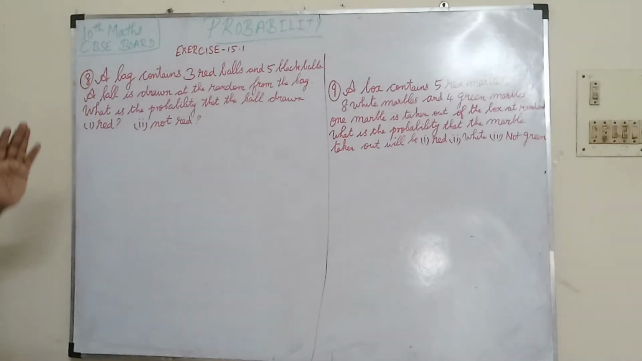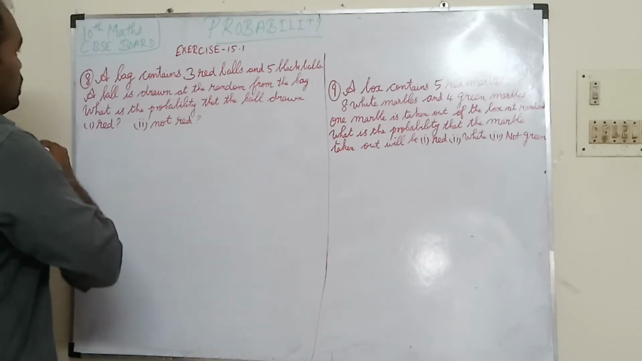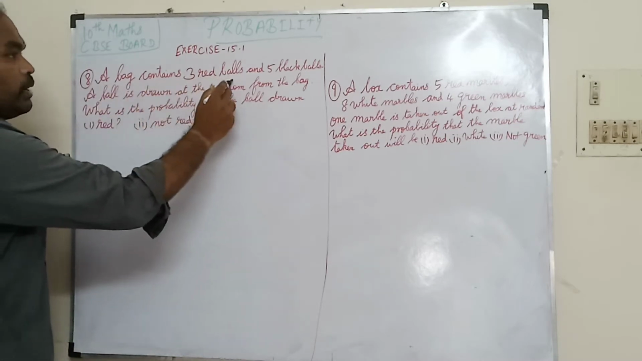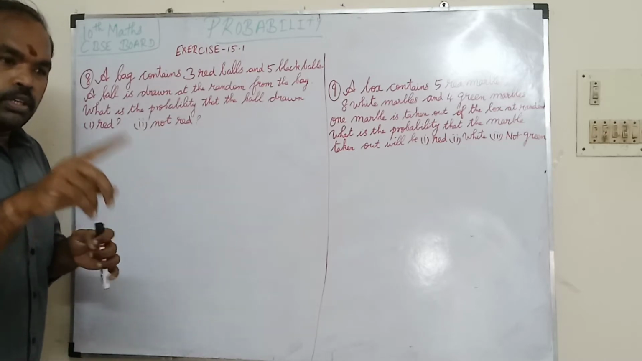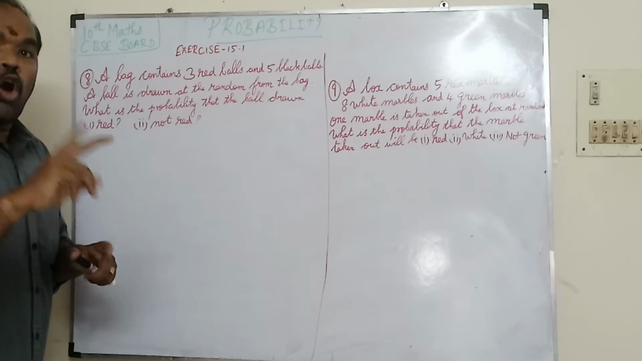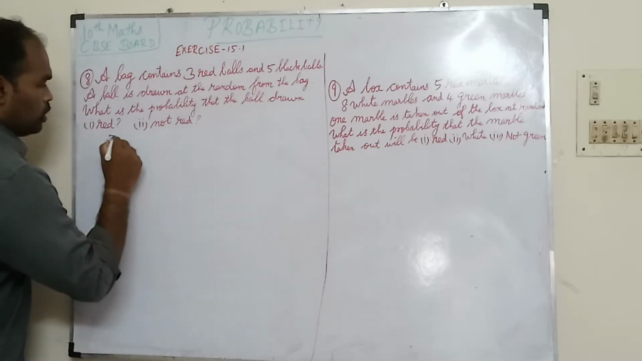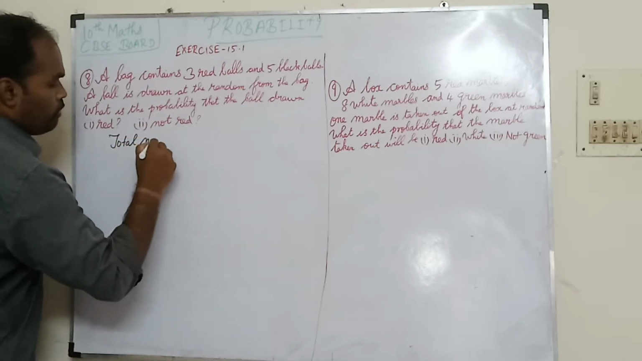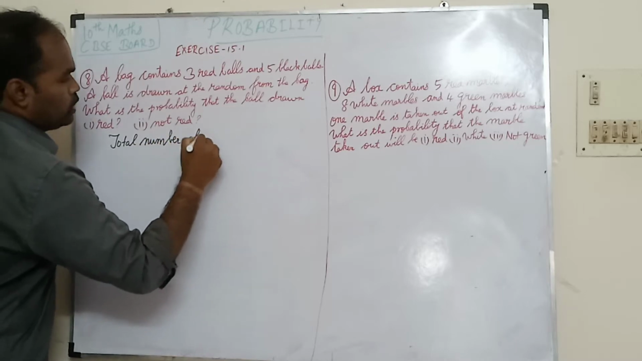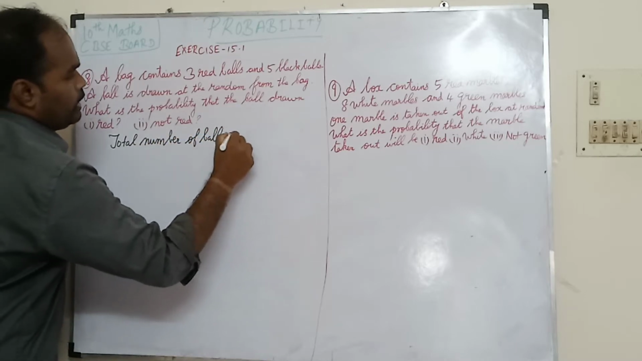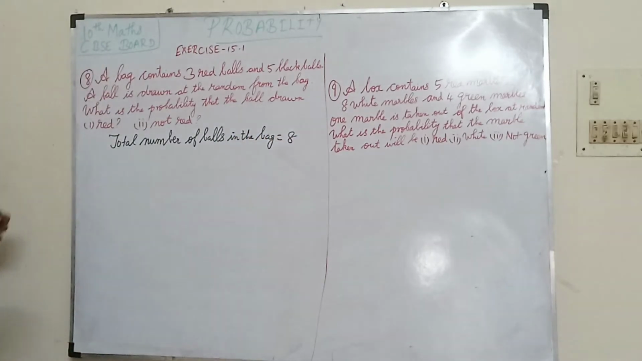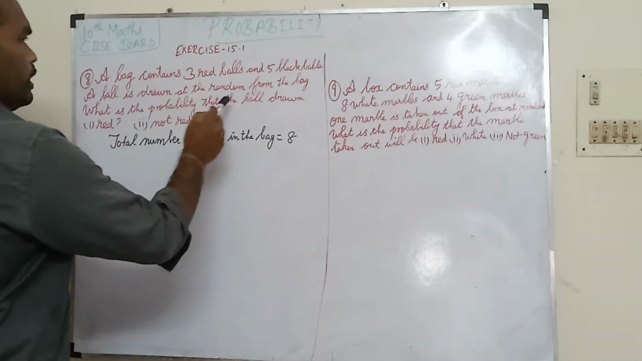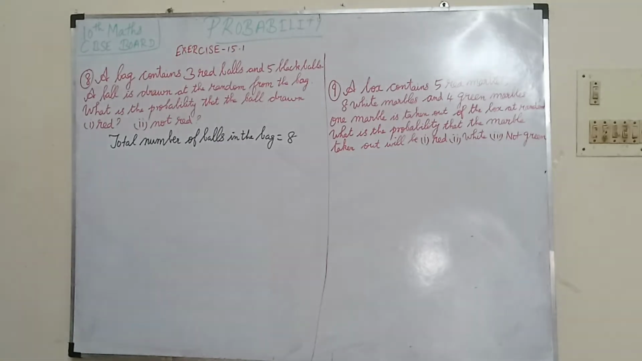So what they have given in the question is, a bag contains 3 red balls and 5 black balls. So in the bag there are 3 red balls and 5 black balls. So total how many balls are there? Total number of balls in the bag is how many? 8. So what they are asking in the question: what is the probability that the ball drawn is red?